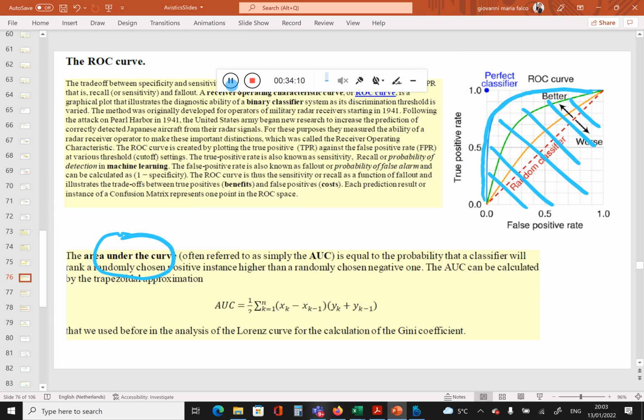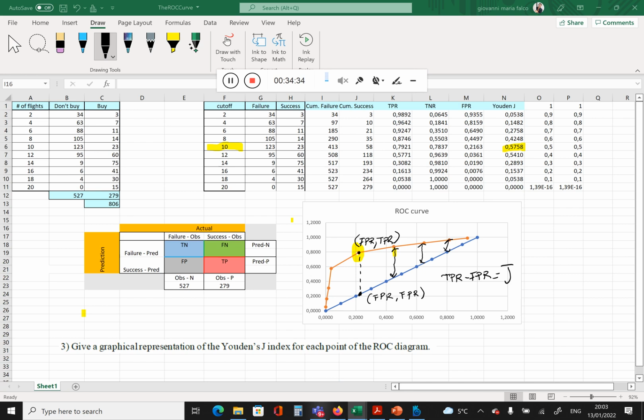In the case of the perfect classifier, this corresponds to an area of 1, because I have a square here, 1 by 1. So the more this surface approaches the value of 1, the better is our classifier. And we have a curve which is not a continuous curve. It is given by straight line segments which connect the different points, the different values of the cutoff.